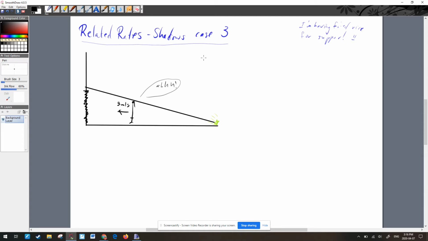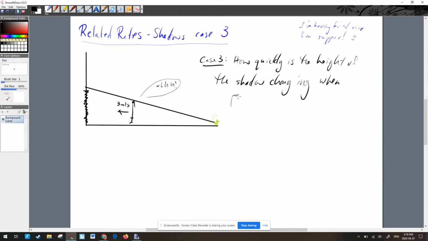And what I want to know, so case 3 is going to be how quickly is the height of the shadow changing when Bhavya, I hope I spelled that right, is, let's say, 4 meters from the wall. So when Bhavya is 4 meters from the wall.